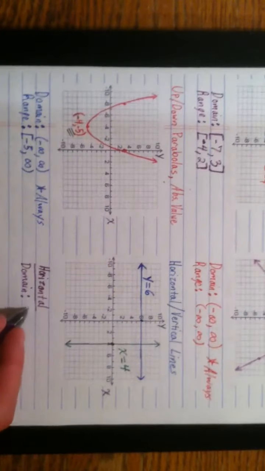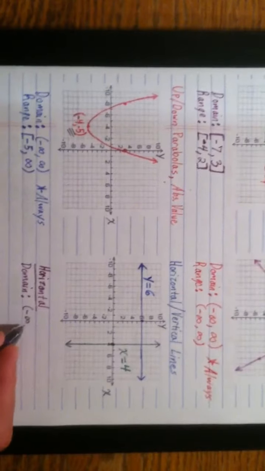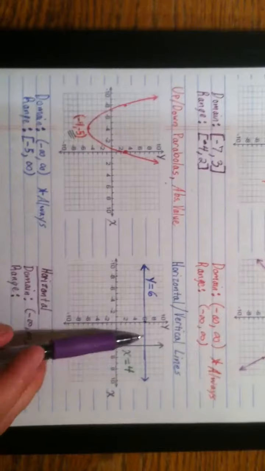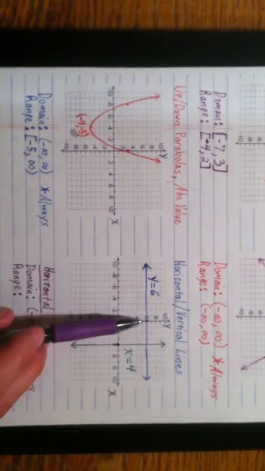There is no limit. So the domain is all possible x values, from negative infinity to infinity. This will always be the case with a horizontal line. Think of any horizontal line. It's going to continue forever to the left and to the right. Now the range: what are all the possible y values this graph is going to hit? There's only one y coordinate for any point on this line. Every y coordinate is going to be 6.